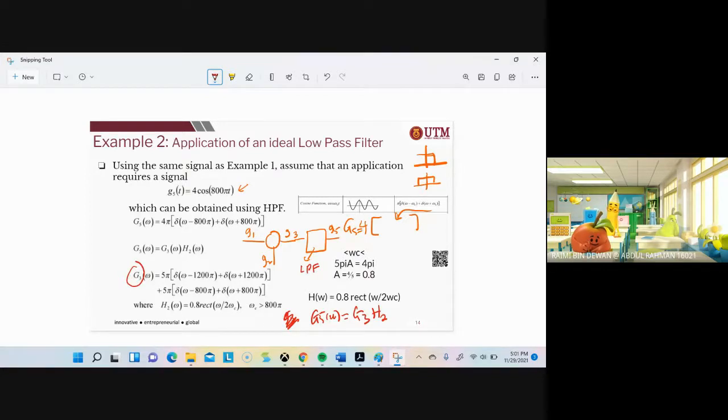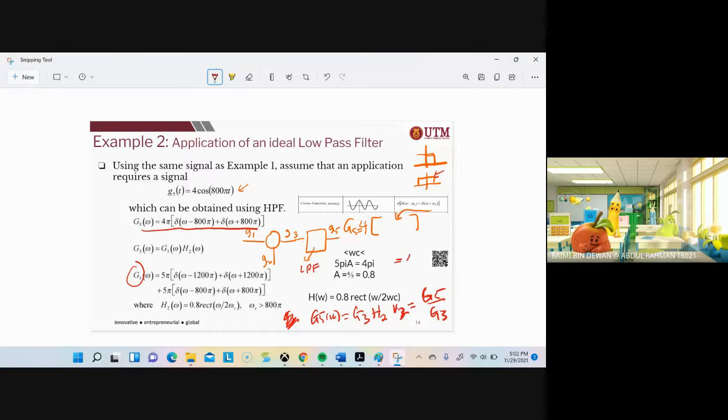Then to obtain your H2 is actually your G5 over your G3. So this is your G5, and this is your G3. G3 is already given here. Then you can determine your gain. This one we call the gain. What is the gain of the filter? You can see your G5 is actually what? Your G5 is 4 pi.